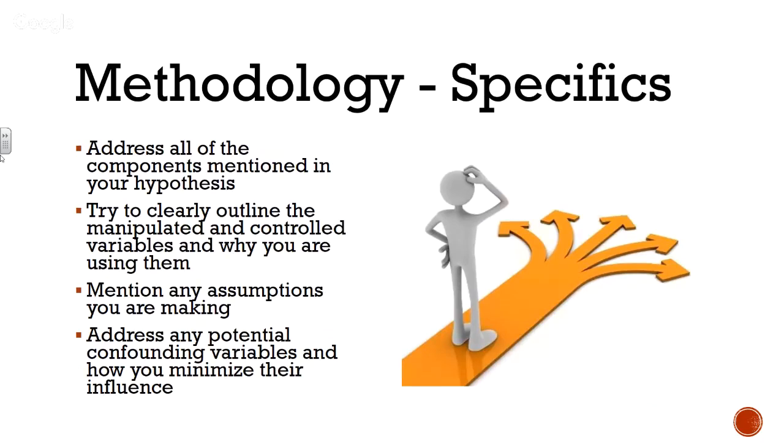You also want to address any potentially confounding variables and how you minimize their influence. That's the purpose of maintaining the same conditions within your control groups and your experimental groups. As we previously spoke, you want to keep the conditions the same, that being the food, the cage, everything that you're doing to the mice.